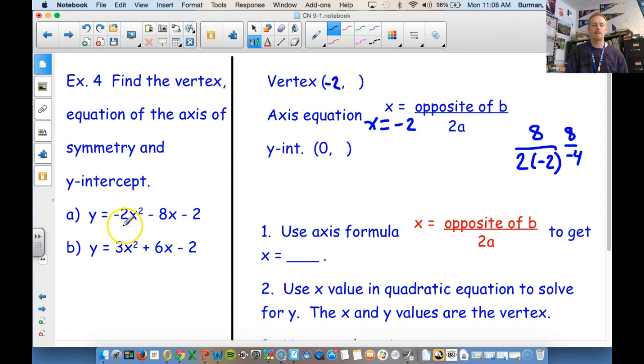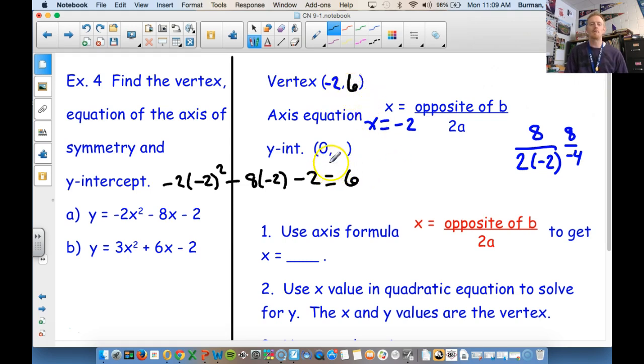So we plug in the negative 2. So it's going to say negative 2 times a negative 2 squared minus 8 times a negative 2 minus 2. So when we do all that math, I'm going to use my trusty calculator. We get the value of 6. And since that's my y value, my vertex is at negative 2, 6.